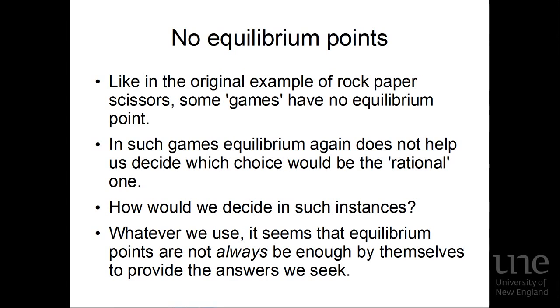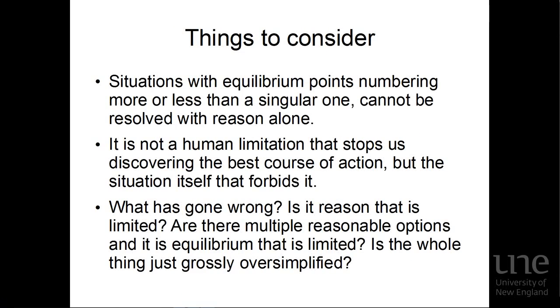So if there's no equilibrium points, we have a problem. Like in the original example of rock, paper, scissors, this game has no equilibrium points. And just like multiple equilibrium points, such games do not let us decide which choice would be the rational one in this instance. How do we decide if there's no equilibrium or if there are multiple equilibrium?